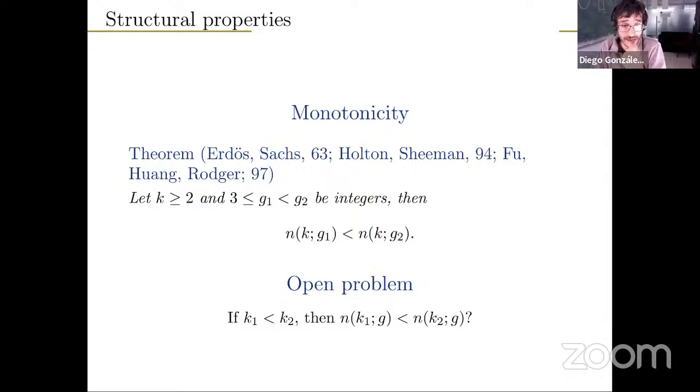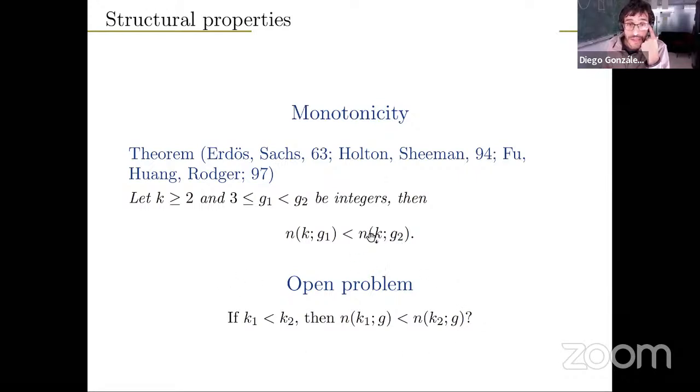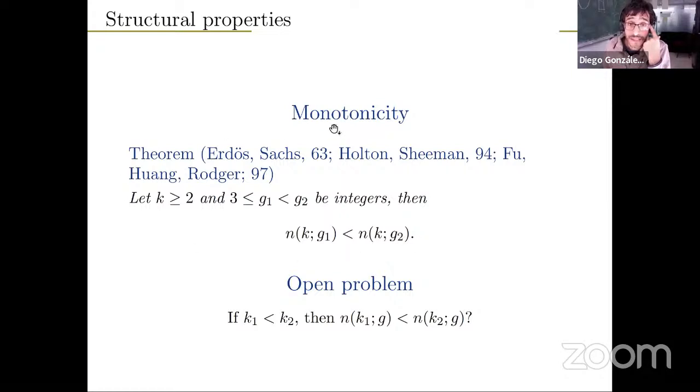We don't know that if k1 is less than k2, then the order of a (k1,g)-cage is less than the order of a (k2,g)-cage. So this is one open problem. I just mentioned it. But what we know, and this is true and is a very useful property, is the girth monotonicity.